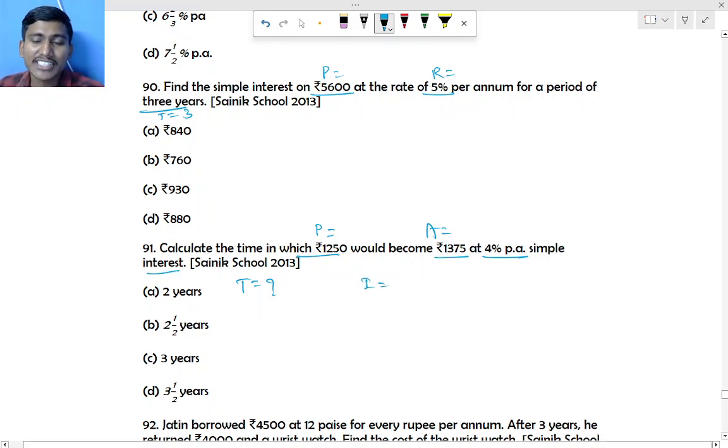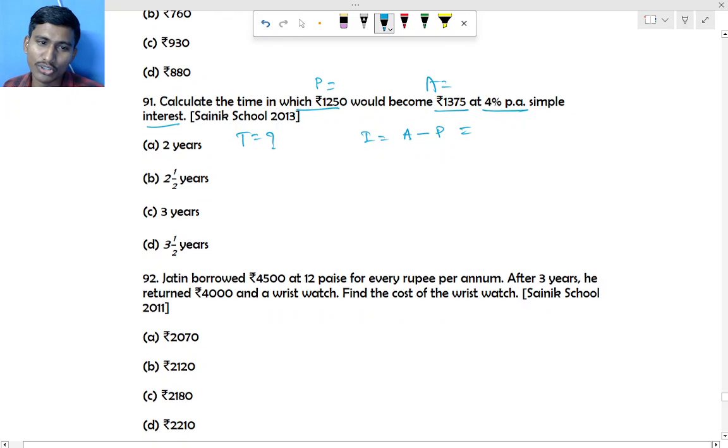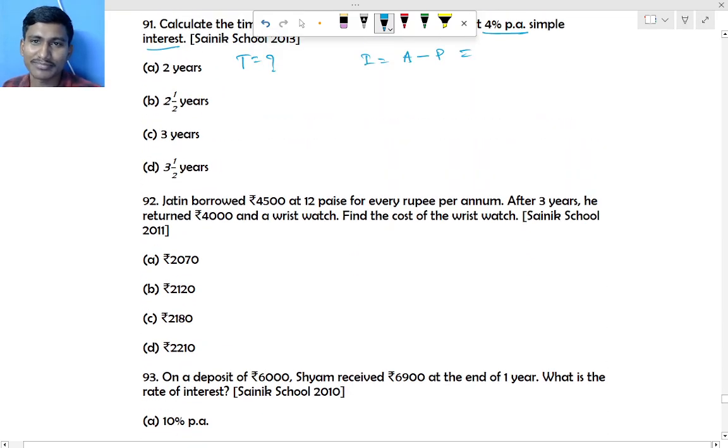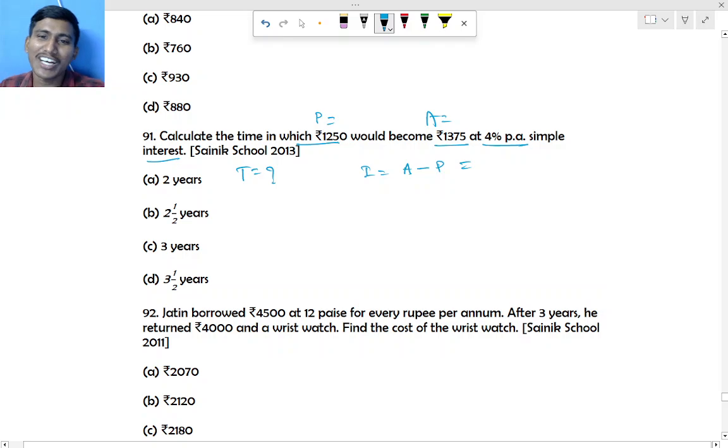Principal, interest, how do you find? That is amount minus principal. You subtract it and then you get the interest. From that you find the time by using the formula. Yes? Okay. Good. Doubt means you ask me tomorrow before the test. I will clarify the doubt and we will do the test. Okay?